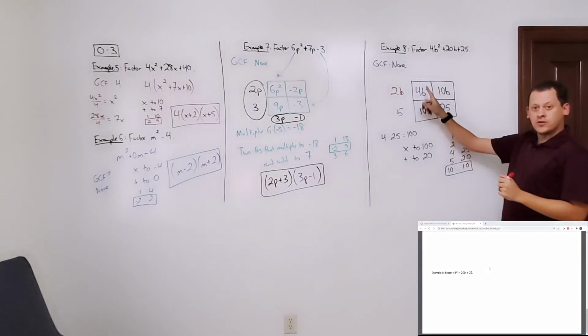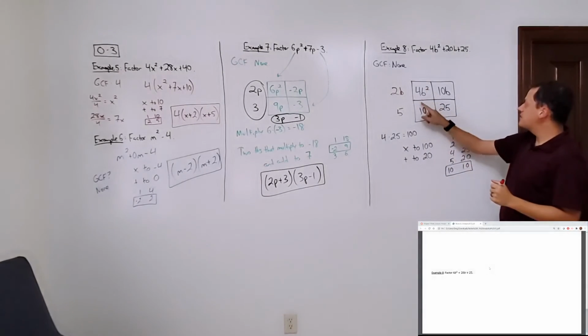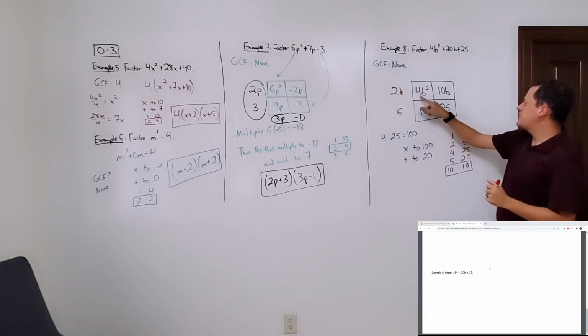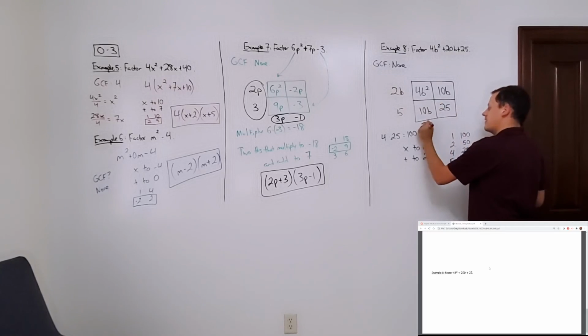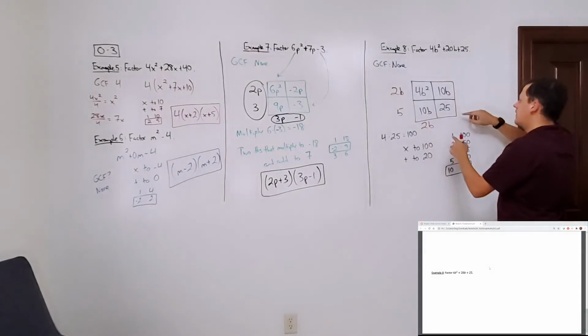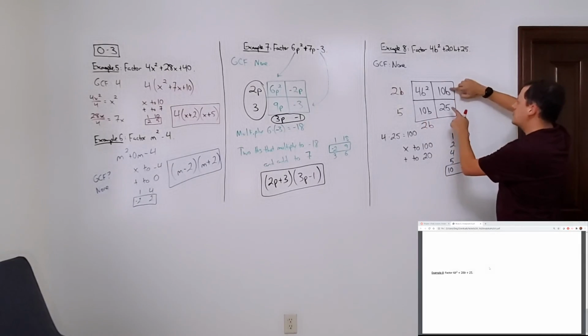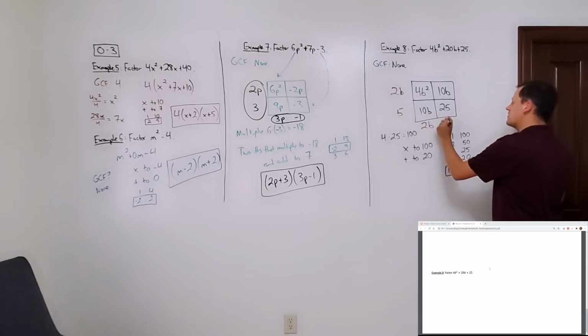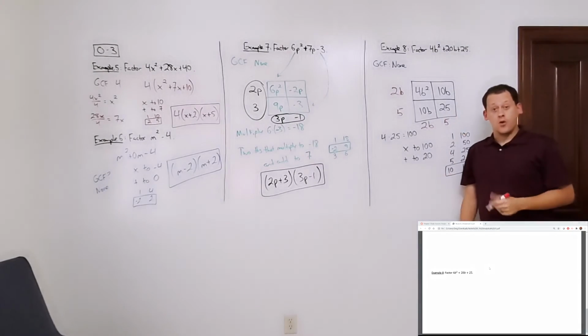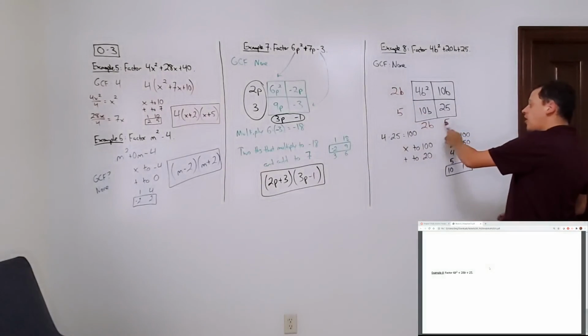What's the GCF of these two terms? Oh wait, the GCF of these two is the same as the GCF of these two, right? It should be 2B, because this box and this box are the same. And the GCF of these two is the same as the GCF of these two, which was 5. Okay, we've got all of these.